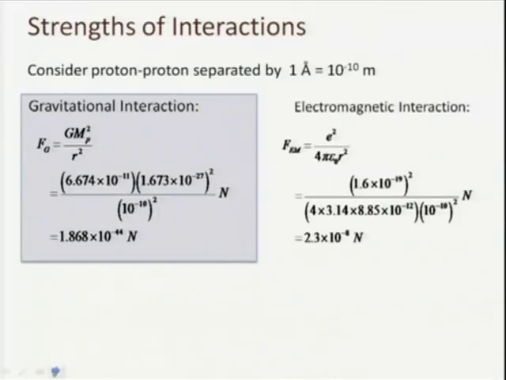Take the same protons and find out what is the electromagnetic interaction between these two when they are separated by 1 angstrom. It is equal to e square over 4 pi epsilon 0 r square, where e is the charge. Numerically, e is 1.6 into 10 power minus 19 coulomb, square of that divided by 4 into pi, 3.14, into 8.85 into 10 power minus 12, which is epsilon 0, into r square. Turns out that it is equal to 2.3 into 10 power minus 8 Newton.